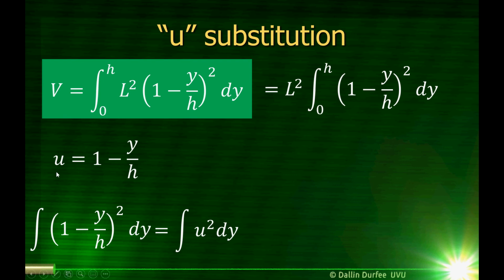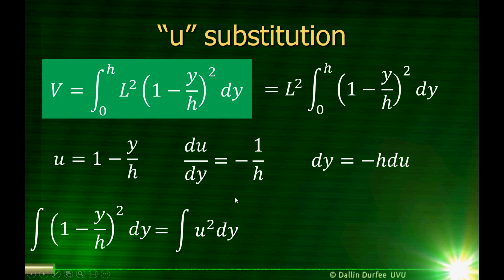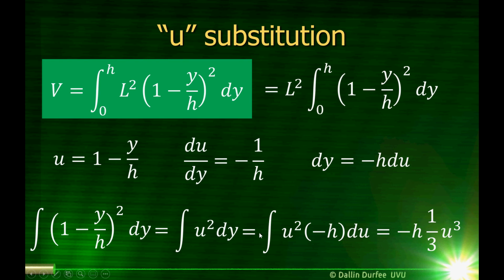And the way we do that is I'm going to take my definition of u, and take the derivative of that with respect to y. du dy is, well, the derivative of 1 is 0. And the derivative of negative y over h is negative 1 over h, right? Negative 1 over h is a constant, and the derivative of y is just 1. So now I can solve that, and I find that dy is the same thing as negative h du. So I'm going to replace that dy with negative h times du. The negative h is a constant, it comes out, and then the integral of u squared du is just 1/3 u cubed. And then I can just go ahead and substitute 1 minus y over h back in for my u, and I've got my answer.